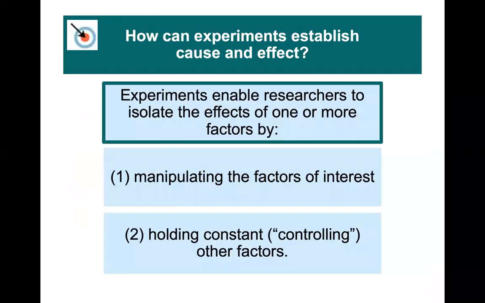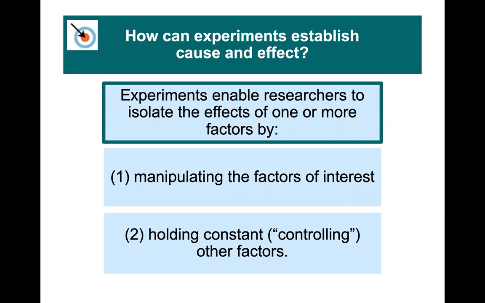Okay, so how can experiments establish cause and effect? If we know correlation does not imply causation, well, how do we come up with causal factors? What do we need to do as scientists? Well, we use experiments. Experiments enable researchers to isolate the effects of one or more factors by manipulating the factor of interest and holding constant or controlling other factors.